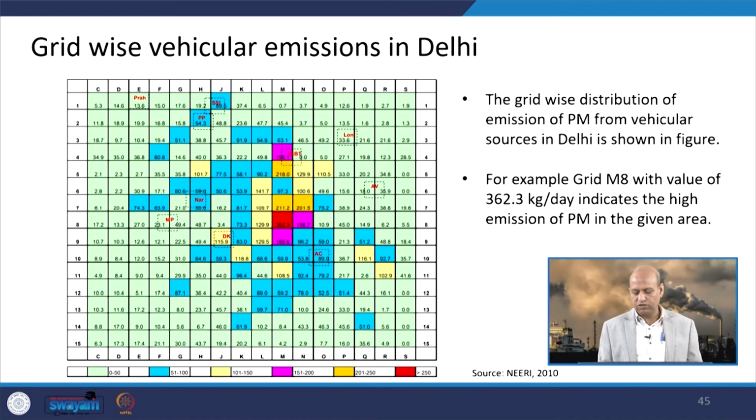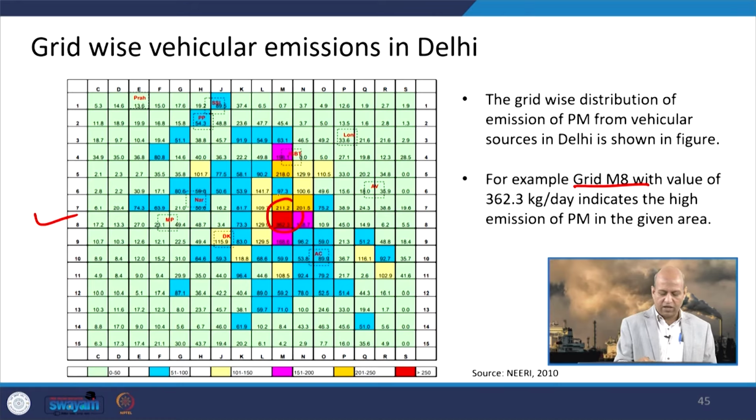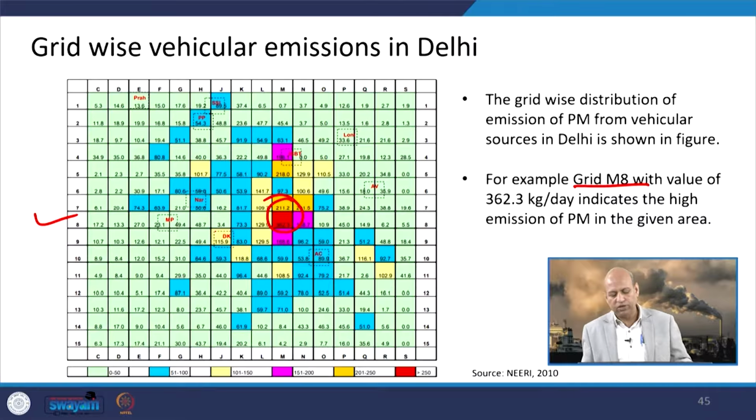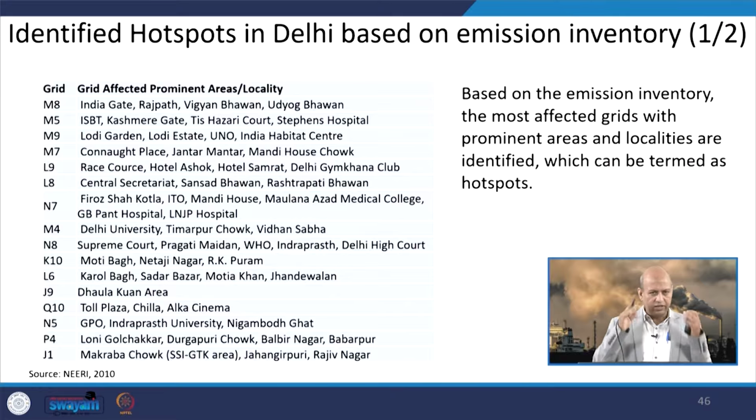So, to identify the hot spots, you can see these grids which are responsible, like grid M8. This M8 grid is very much responsible for a high value of particulate matter, around 362 kg per day. That particular methodology was used for identification of hot spots, like M8 and M5. These are the names of the grids, and they include prominent areas like India Gate, Rajpath, Vigyan Bhavan, Udyog Bhavan.